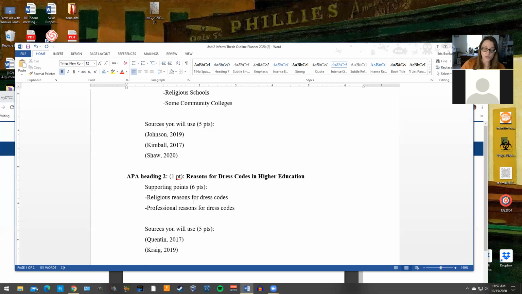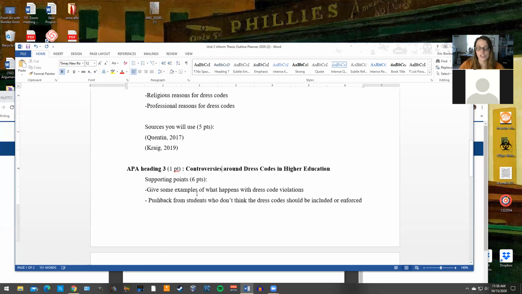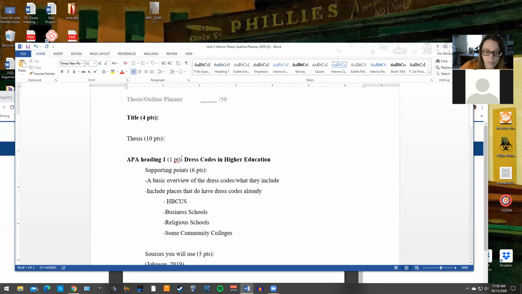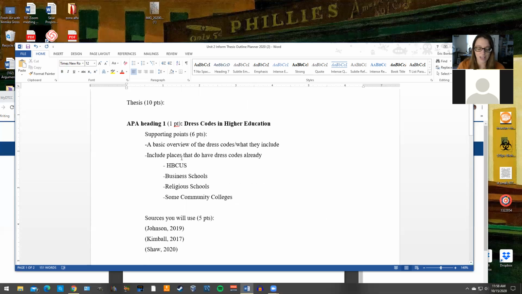Basically, what you're trying to do is come up with 3 general sections of your paper to divide your paper and make it a little more manageable to impart information about your topic to your audience. And then your informative thesis, you smush them all together. So if I had changed this section to controversies around dress codes in higher education, my thesis statement would look something like this.